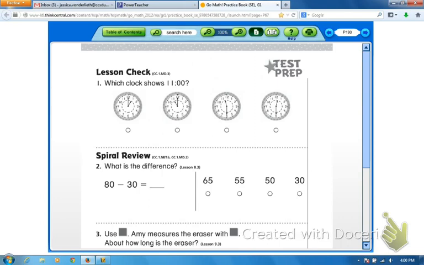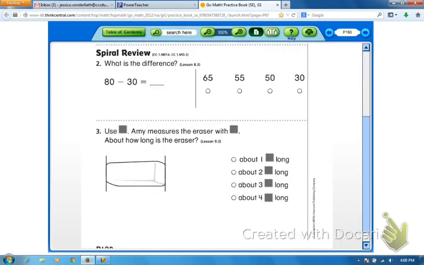On the back side of the homework, the first problem is which clock shows 11 o'clock, so just being able to read each of them. Number 2 on the spiral review says, what is the difference? The word difference once again tells us it's subtraction. Where the problem is written like that in first grade, we like to stack it, write it over to the side, so that we can compare the 10s and the 1s, and just solve it to get 50.